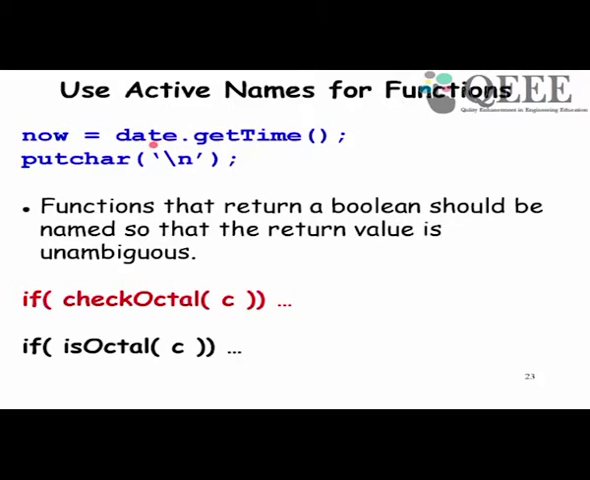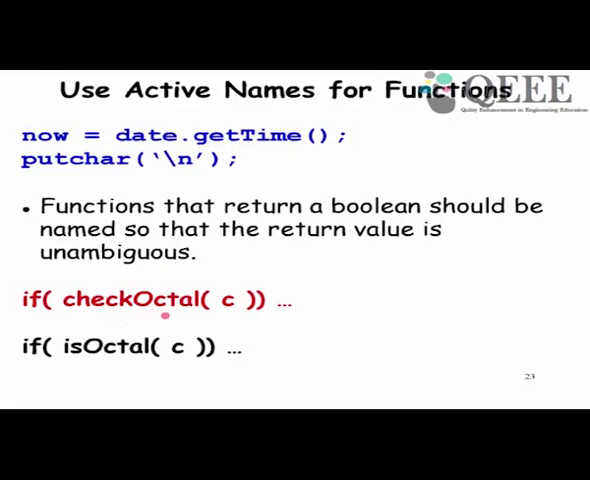Okay, it's not a C code, it's a Java or C++ code. So now it's equal to date dot get time. So it is clear that it gets the current time from some structure. But suppose we write here date dot hour minute. That is less understandable than get time, and the return value should be unambiguous.